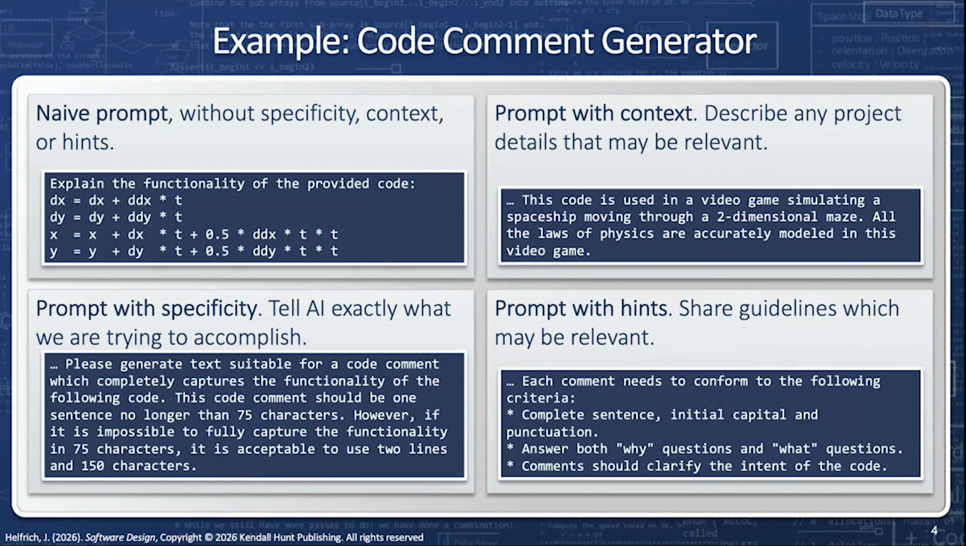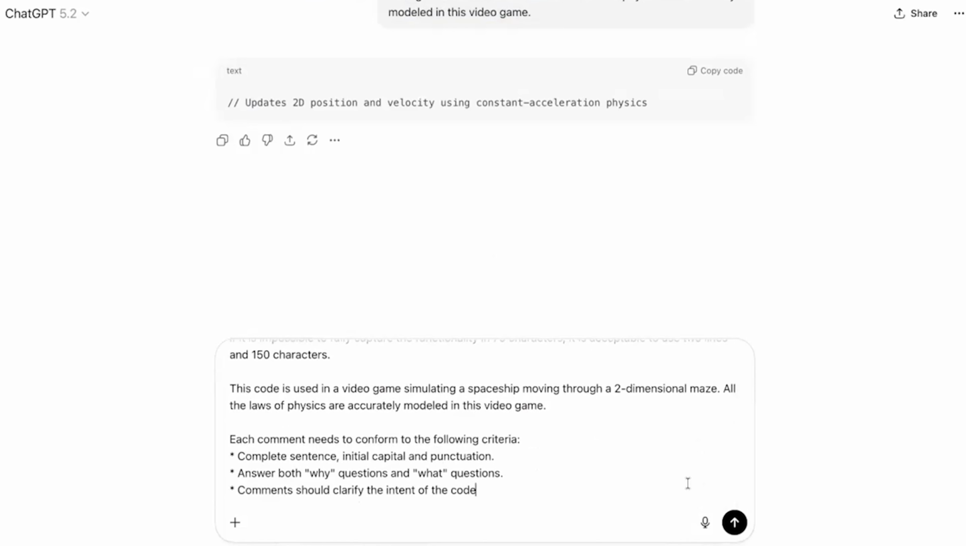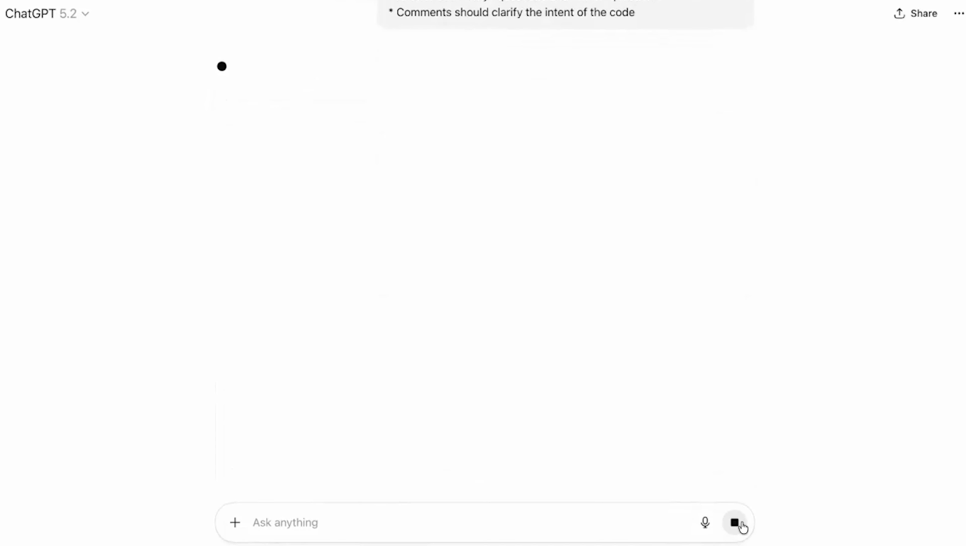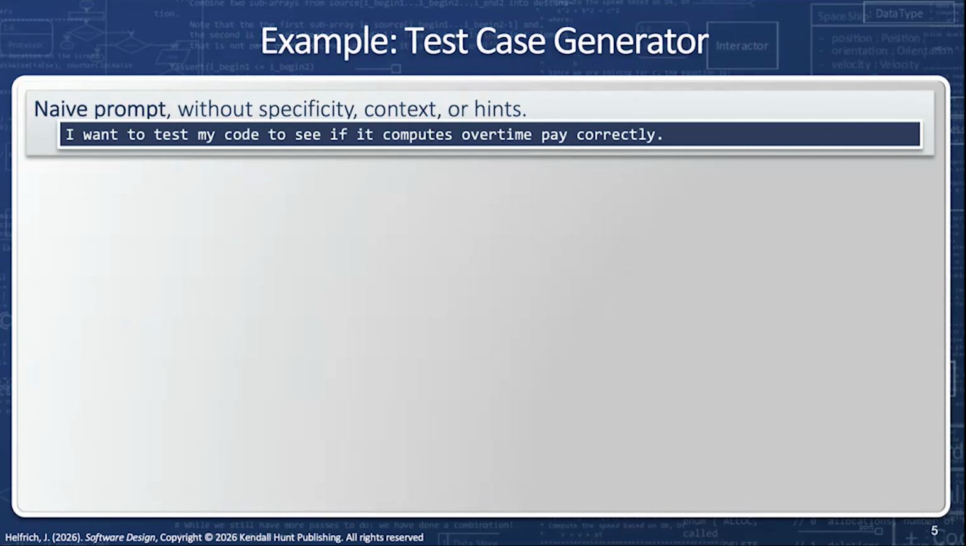Share guidelines which may be relevant. So I'm going to add to this: each comment needs to conform to the following criteria: complete sentences, initial capital and punctuation, both answer why questions and what questions, and finally, comments should clarify the intent of the code. Let's see how this changes our output. All right, now I'm going to add my hints and let's see what the results are. Notice with specificity, context, and hints, I get exactly what I need, a well-placed comment to describe exactly what that code does. Okay, let's do another example.